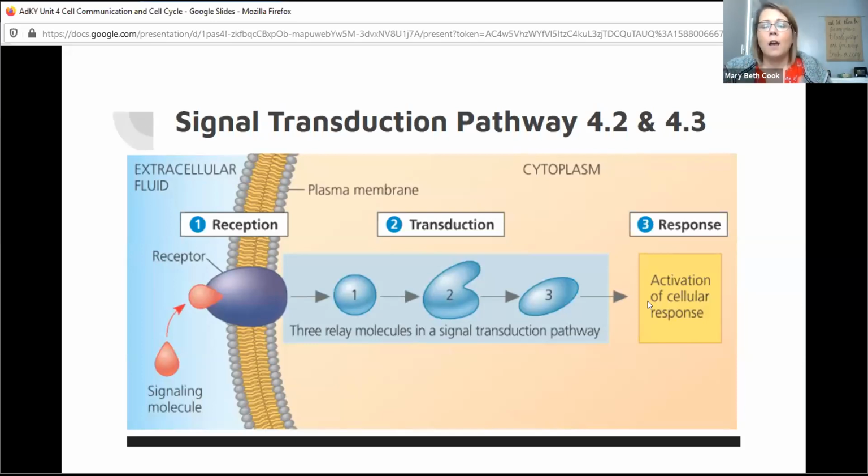A lot of times I think we stress the activation, but I do want to point out that sometimes it is just as important to shut down a pathway. So for your cells to respond to whatever environmental conditions are going on, sometimes it is just as important to say, hey, stop what you're doing for a minute and let's figure out what's going on.